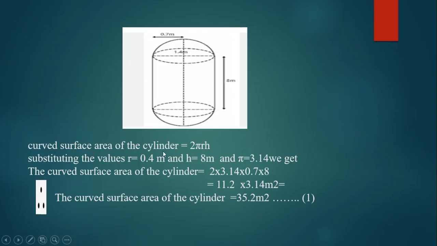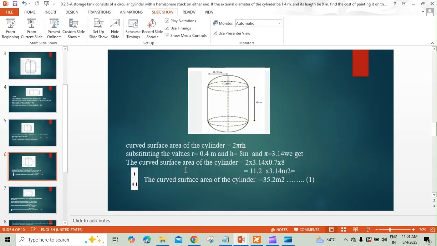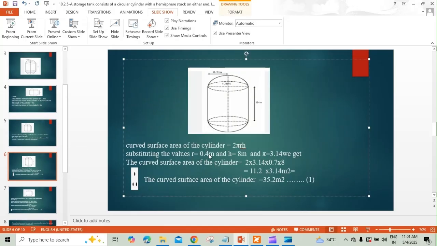Curved surface area of the cylinder is nothing but 2πrh. Okay, where π is a fixed value 22/7 or 3.14, and r is the external radius of that particular cylinder, and h is nothing but the height of the cylinder. These values are given. Okay, r value we know and h value we know. r is nothing but 0.7. Yes, it is 0.7 meters, right? 0.7 meters, and h is nothing but 8 meters.